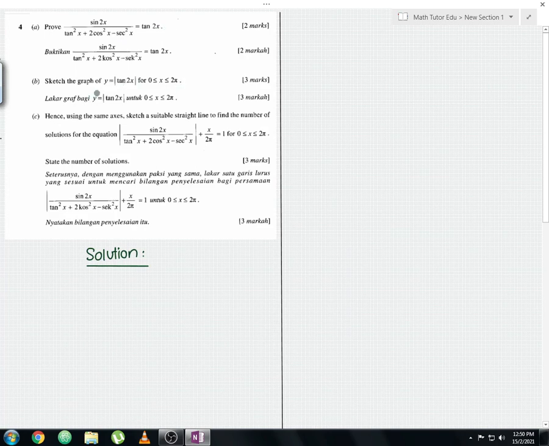Sketch the graph of y equals modulus tangent 2x for 0 less than or equal to x less than or equal to 2 pi. So this is the range, guys. Okay, proceed to the question part C.